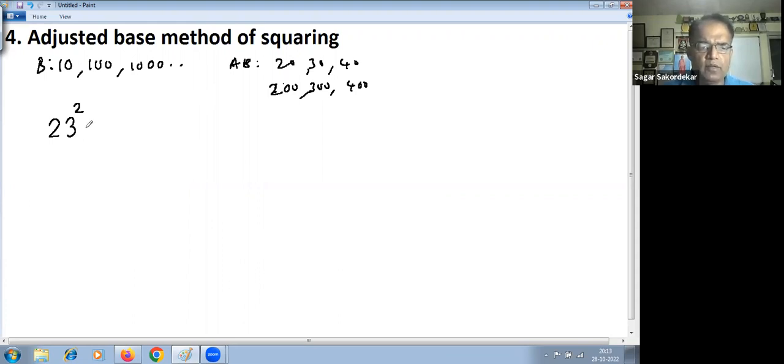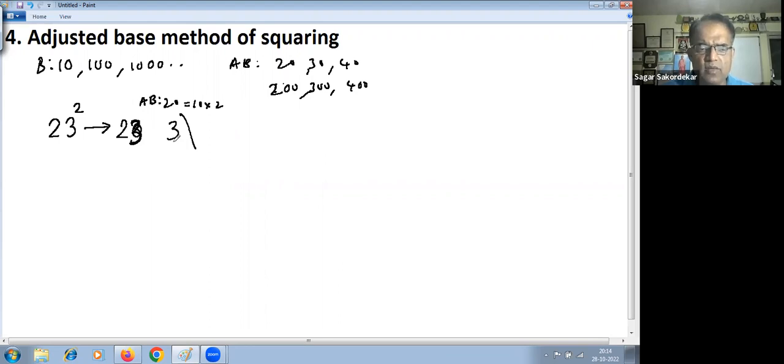Method is take the number as it is, find difference. Here adjusted base will be 20 and relation is 10 into 2. Into 2 is relation. Sorry, take the number as it is. This is not 20, this is 23. Method for adjusted base method of squaring is take the number as it is, take the difference. 23 minus 20 is 3.